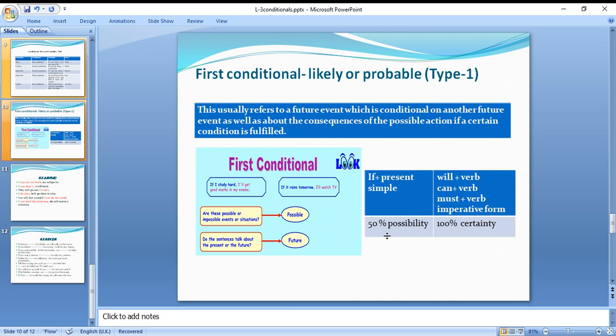Now, the structure of likely or probable condition is if plus present simple. That means in the subordinate clause, if is a subordinating conjunction, and we use simple present tense, and in the main clause it is will plus first form of the verb, can plus first form of the verb, must plus first form of the verb, and imperative form. There is 50% possibility of fulfilling the condition, and if we fulfill the condition, there is 100% certainty of our desired outcome. I hope this condition is clear to you.